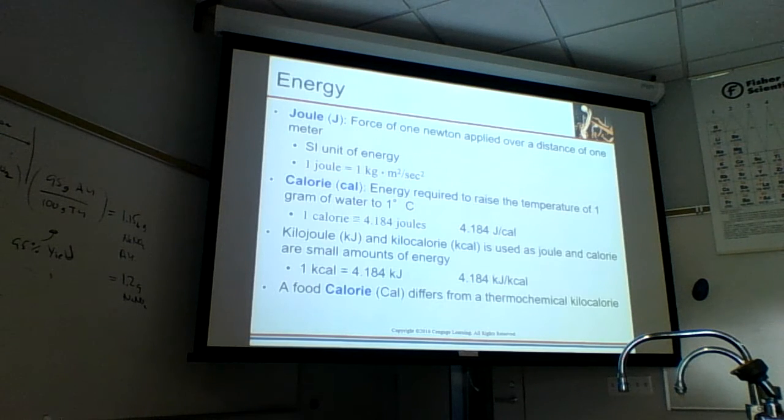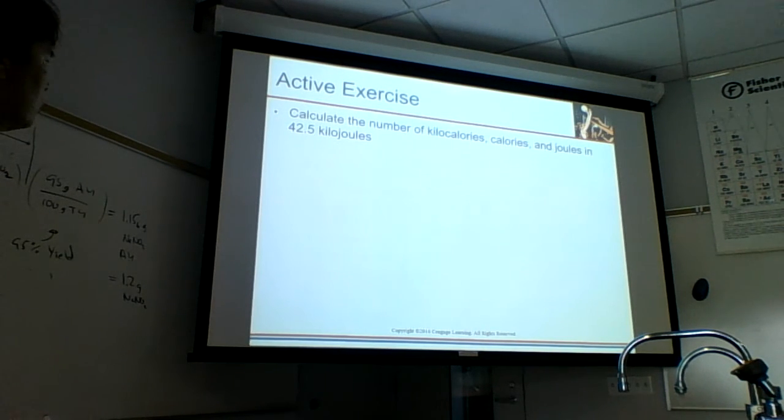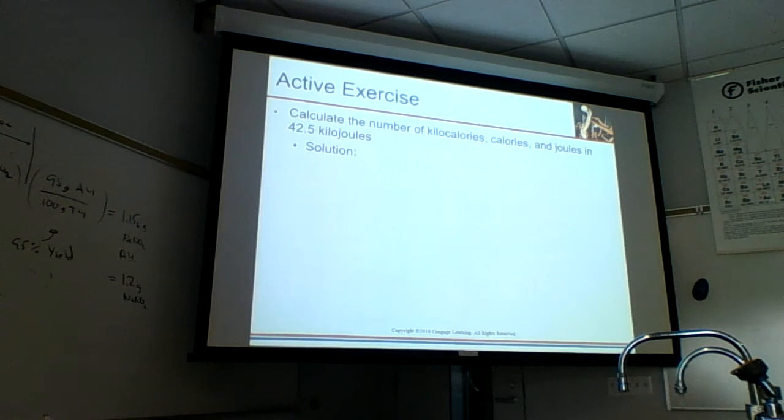So a lot of reactions yield energy. This is just a standard conversion: calculate the number of kilocalories, calories, and joules in 42.5 kilojoules. 42,500 joules is what that is. So let's look at this. We're given 42.5 kJ, where kJ would be kilojoules.